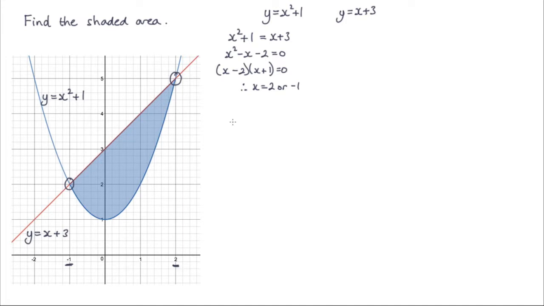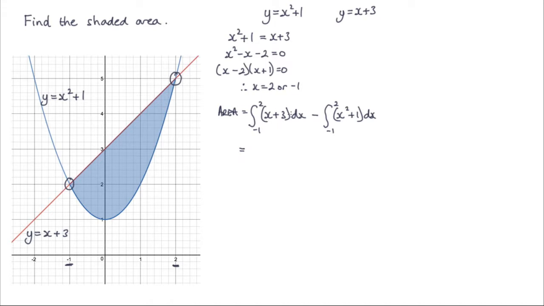Now to find this area, what we're saying is we'll take the integral between -1 and 2, so those limits, of this linear function here, x plus 3, with respect to x, and we need to subtract the integral between the same limits of this curve here, x squared plus 1, with respect to x. Okay, let's go ahead and do some integration.